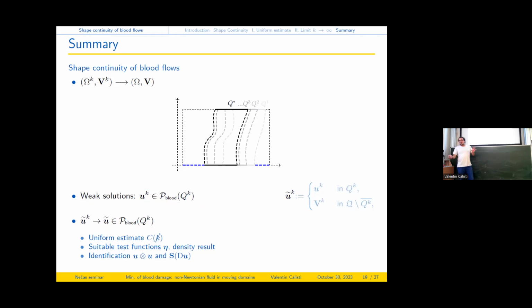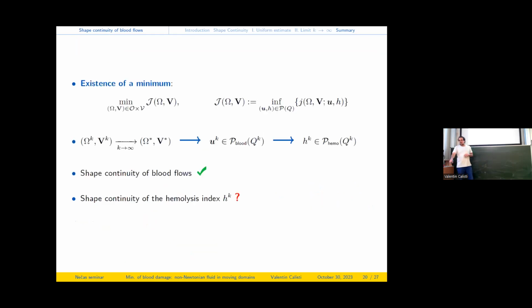So before I present what's next, I just want to recall once again, because we are already at slide 20 and it's been a long time, what we are doing. We were really into blood flow, but what we are doing is to show the existence of a minimum for this. So we want to find a minimum. We have a sequence of moving domains converging. For each moving domain, we have a blood flow. So we just showed that it was continuous. So UK goes to some U, which is the solution of this problem. And now what remains to be done is to show the continuity of the hemolysis index equation.